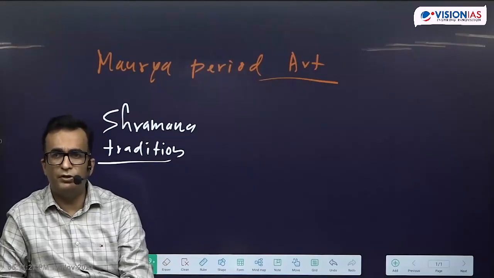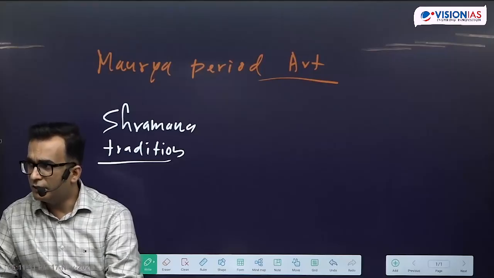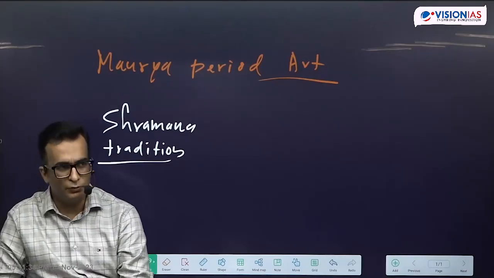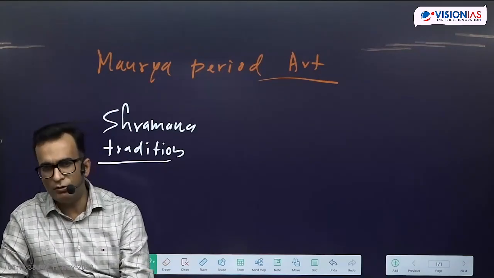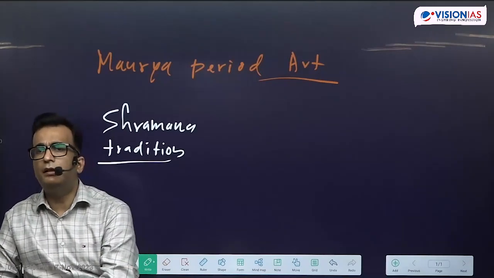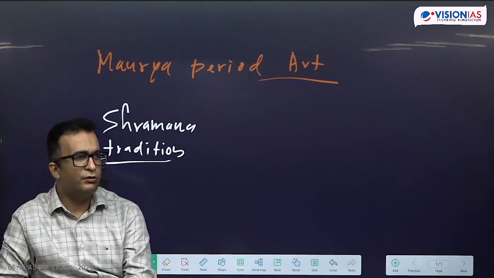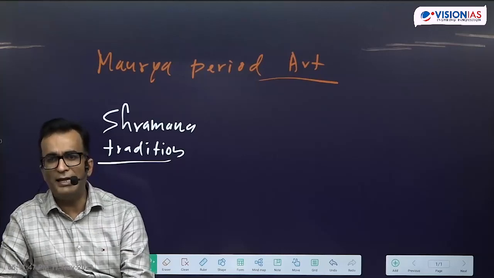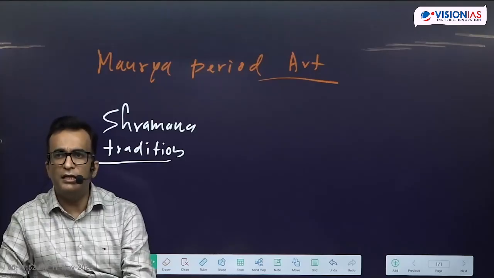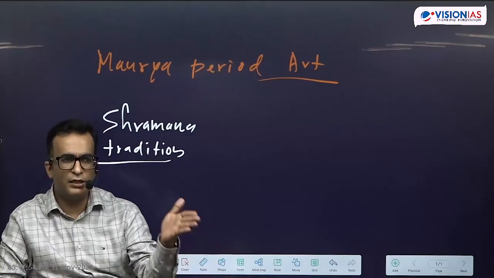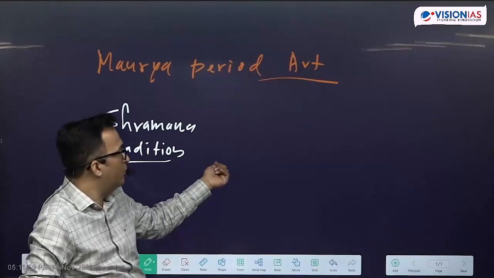What was the Shraman tradition? The progressive section of the society initiated this movement, and the Shraman movement was against the practices of the Vedic society which were discriminatory in nature. For example, the Varna system, caste system, the deteriorating position of women and the backwards in the society, and animal sacrifice. These were all practices which were not rational at that point of time. So the progressive section of society started a movement against them, which is known as the Shraman movement or Shraman tradition.